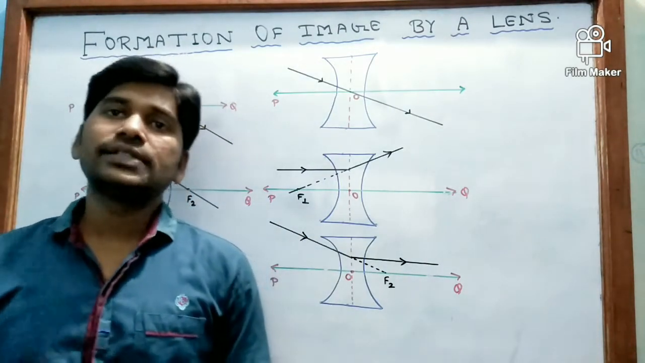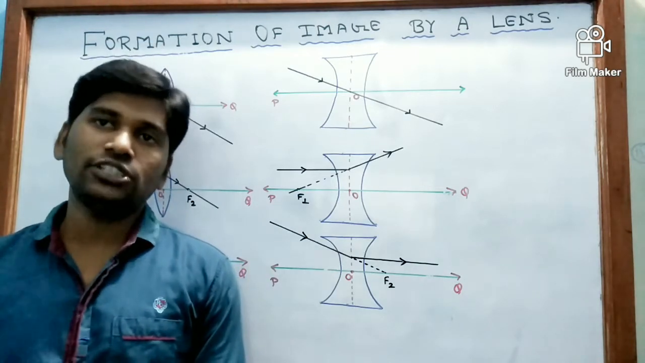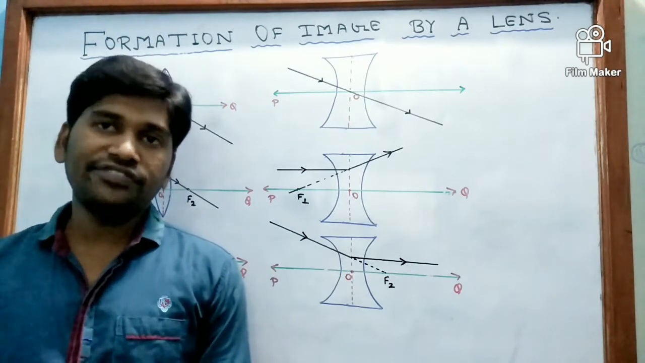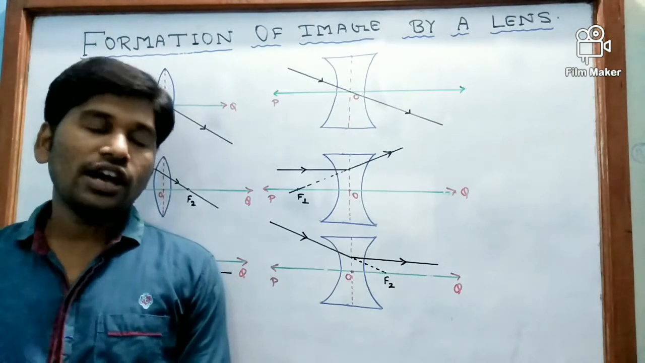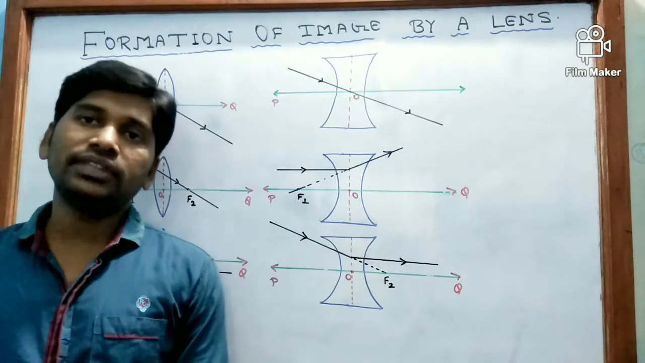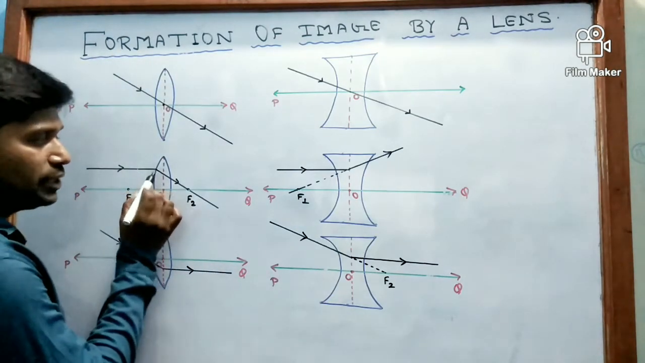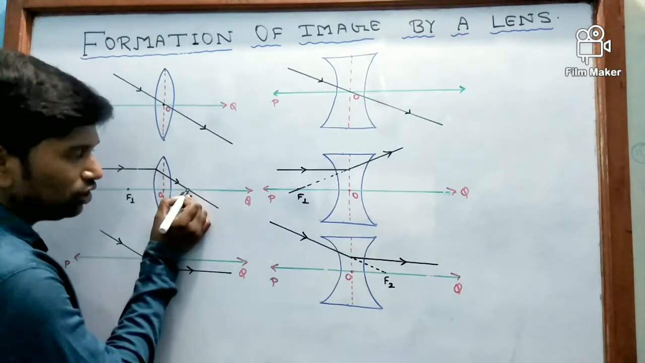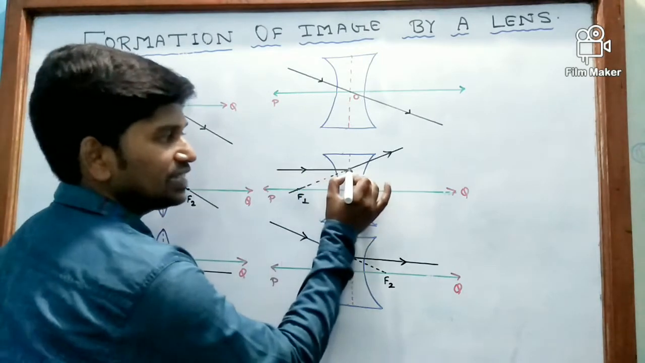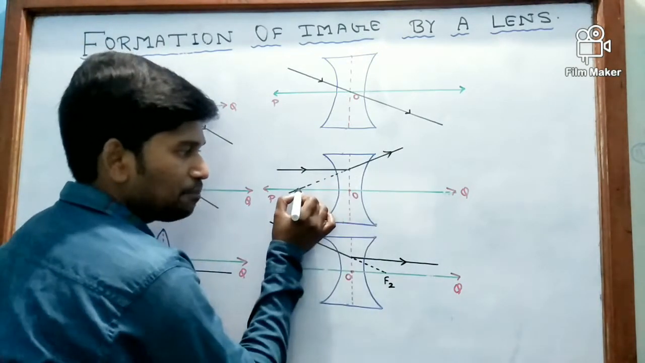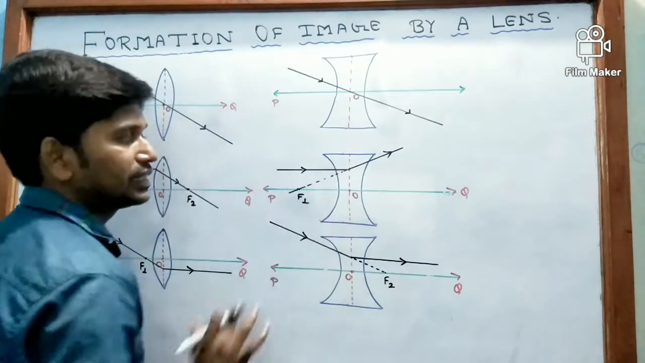The second rule is, a ray of light incident parallel to the principal axis of the lens, after refraction passes through the second focus or appears to come from the second focus. Let us see. In this, the ray parallel to the principal axis after refraction actually passes through the focus, and in this, the ray parallel to the principal axis diverges, so it appears to diverge from the focus. So always in this case.